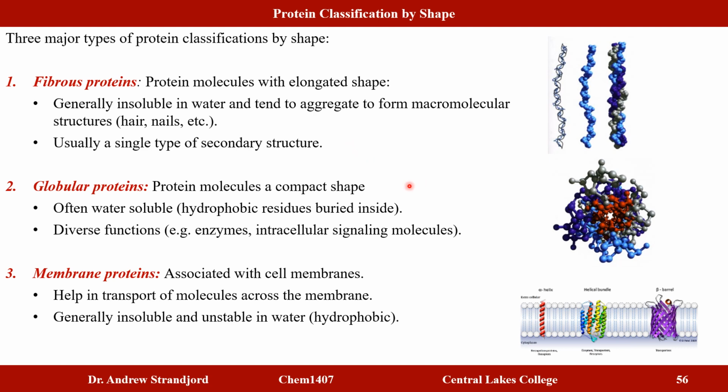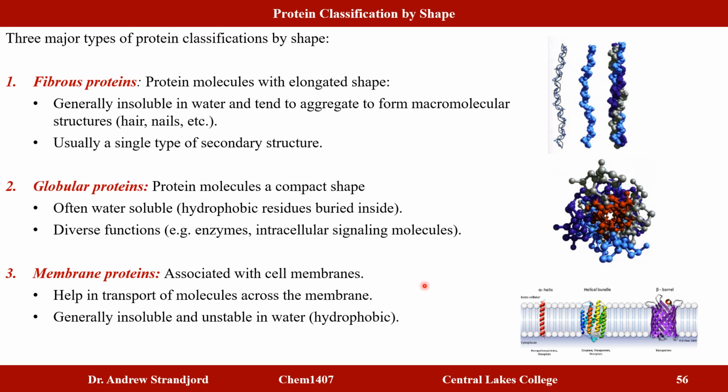The second type of protein classification is globular proteins. Those are proteins that form compact, spherical shapes. They're often water soluble because they have hydrophobic residues that are buried inside. But they have very diverse functions. They usually act as enzymes, or they can act as intracellular signaling molecules.